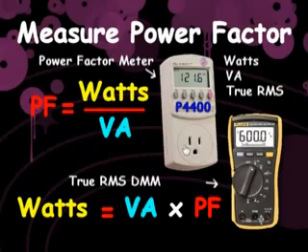This power factor meter also measures watts, VA, and true RMS current and voltage. If the device manufacturer specifies the power factor, you can calculate watts by using a digital multimeter to measure the volt amps, and then multiplying that times the power factor.